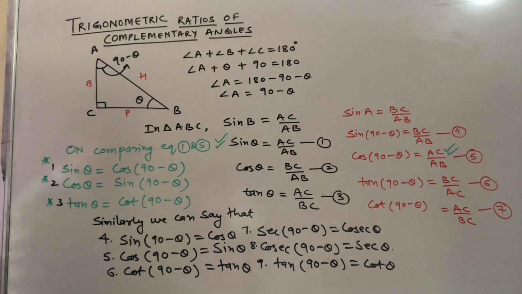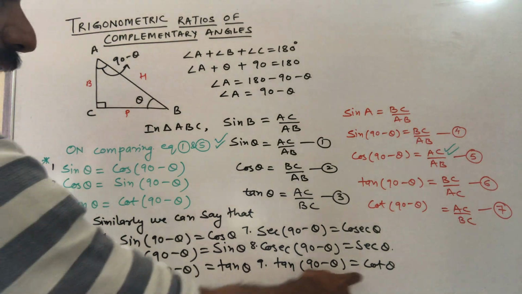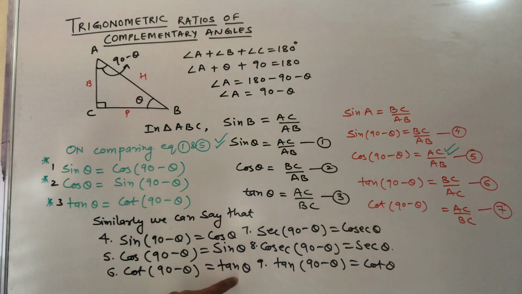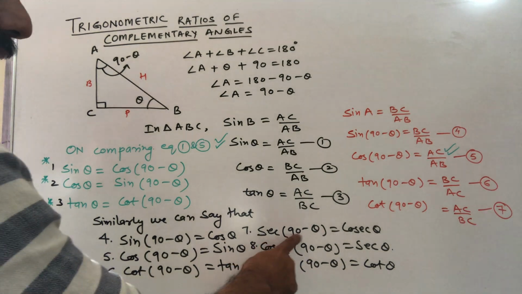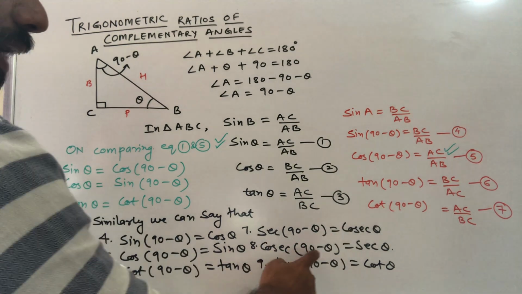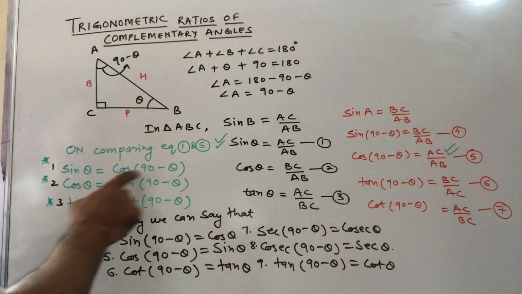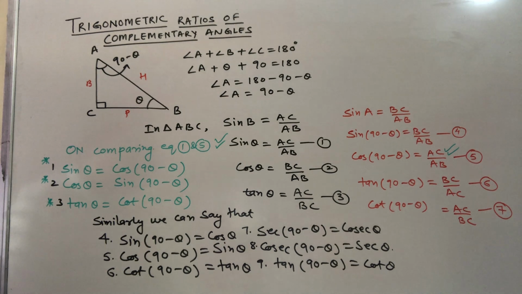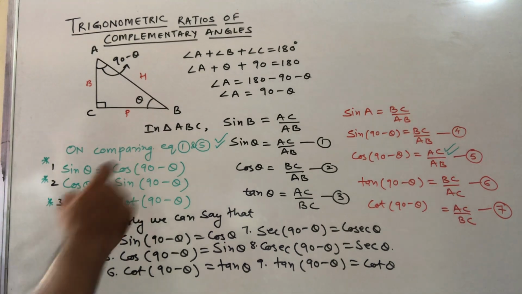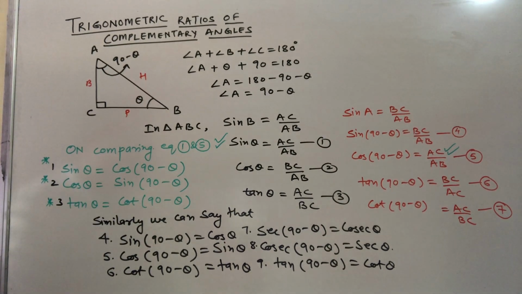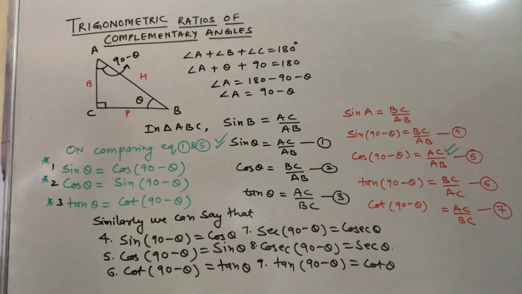So from here we conclude that sin 90 minus theta is cos, and reverse, cos 90 minus theta is sin. Then tan 90 minus theta is cot, cot 90 minus theta is tan. Similarly, sec 90 minus theta is cosec, and cosec 90 minus theta is sec theta. So these are known as the trigonometric ratios of complementary angles. Why are we saying complementary angles? Because theta and 90 minus theta form a pair of complementary angles, because the sum of theta and 90 minus theta is always 90.